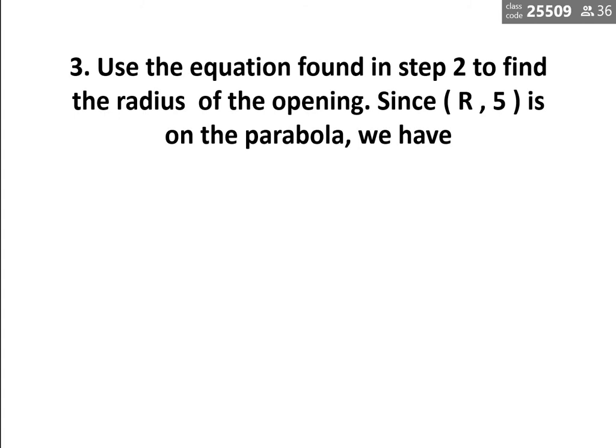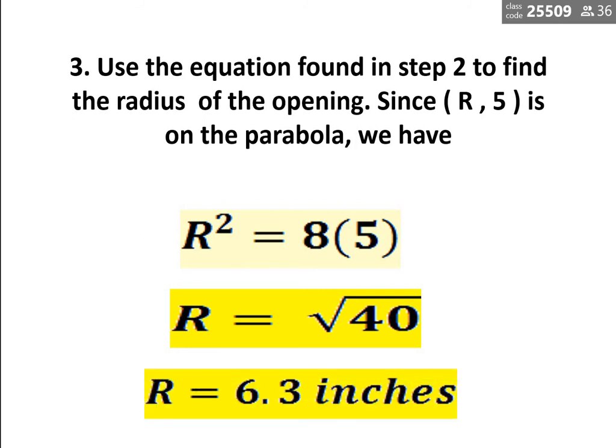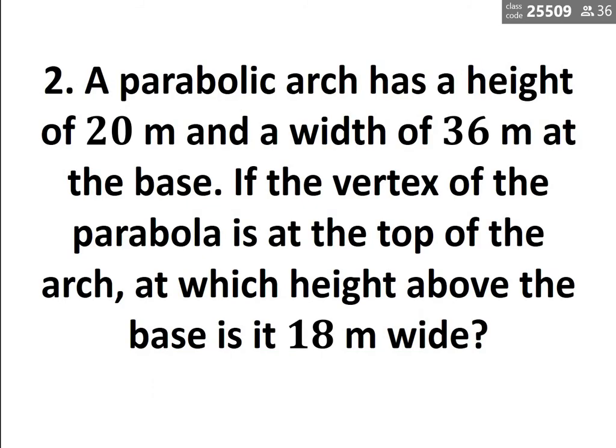Use the equation found in step 2 to find the radius of the opening. Since you are given an ordered pair, (r, 5) is on the parabola. So we have r squared equals 8 times 5. Then simplifying further, we have r equals the square root of 40, which is 6.3 inches. Therefore, the radius of that paraboloid is 6.3 inches. Okay, any question? Let's proceed with number 2.